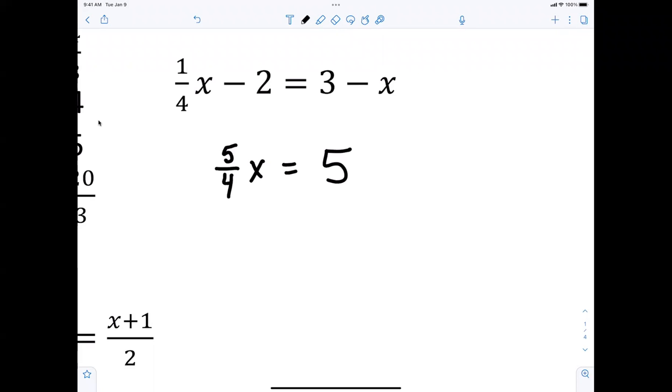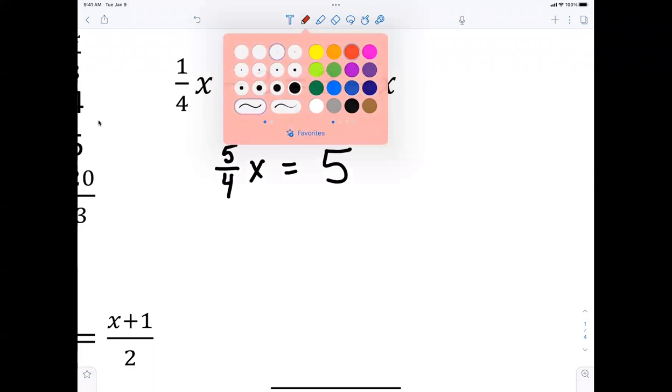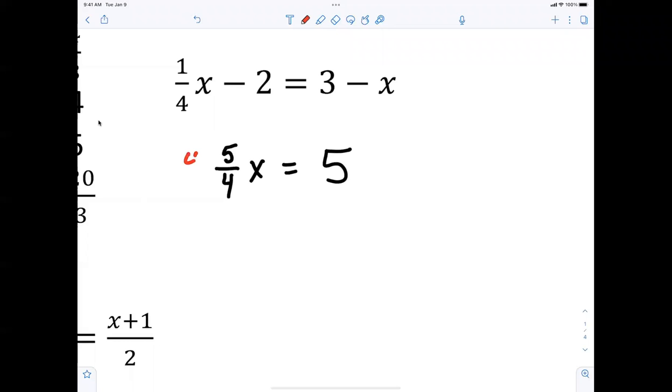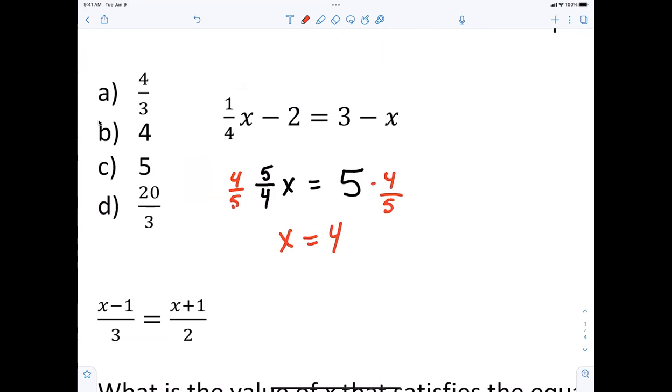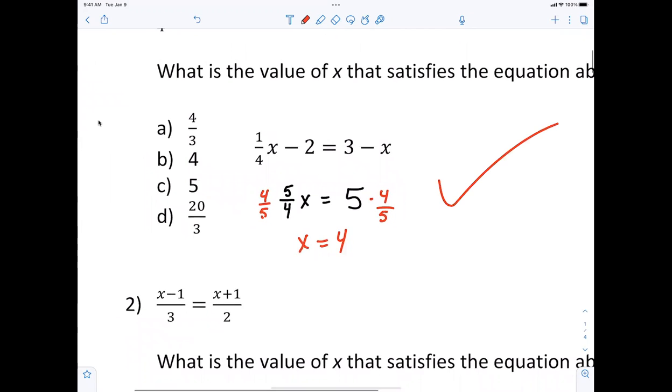All right. Now multiply by the reciprocal. We're doing 4/5. Yeah, 4/5. So x is equal to 4. Simple as that. So give yourself credit if you got 4 for number 1. Honestly, that's pretty good.